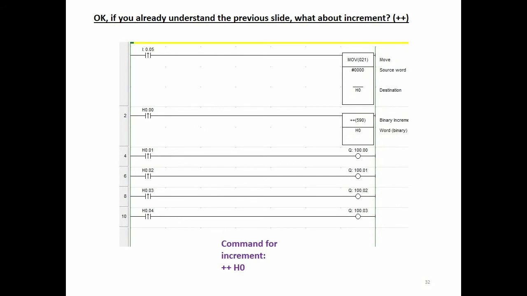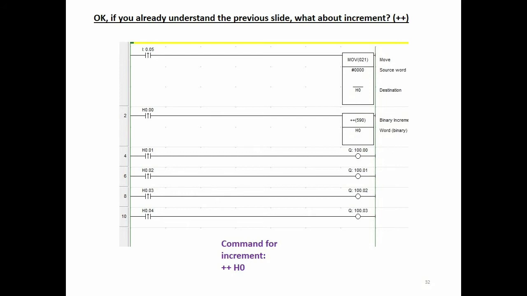Okay, increment means it will plus 1, plus 1, plus 1 all the time, and it will always update the address of H0. In this ladder diagram, the first rung, the rung at the top, is to make sure that the initial value of H0 is 0. So that's why I move 0, 0, 0, 0 into H0 first.